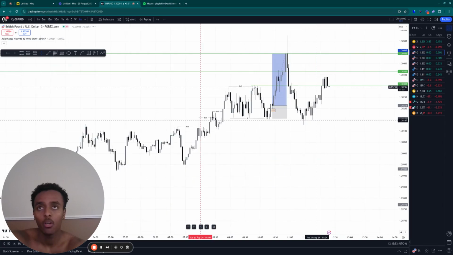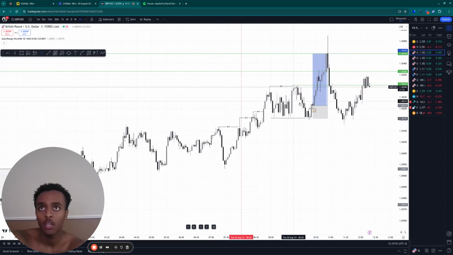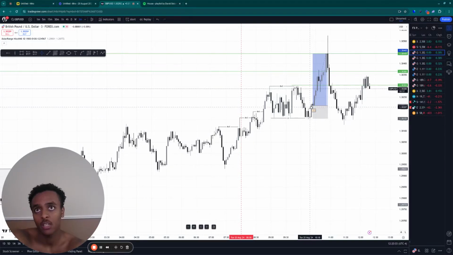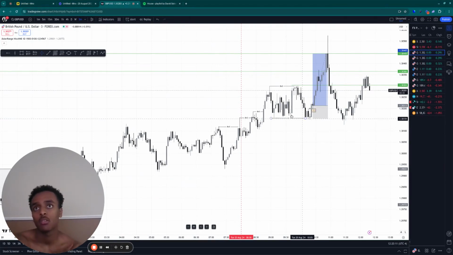And more importantly, I saw these 3-minute breaks of structure down, which were the first of their kind, followed by a break of structure, right? So this was one entry, and then this was a second entry. One was before that 950 macro, and then this one was right after. So I was like, interesting.